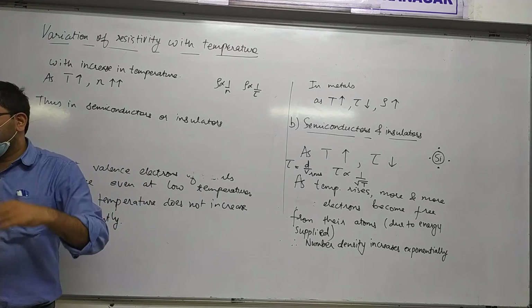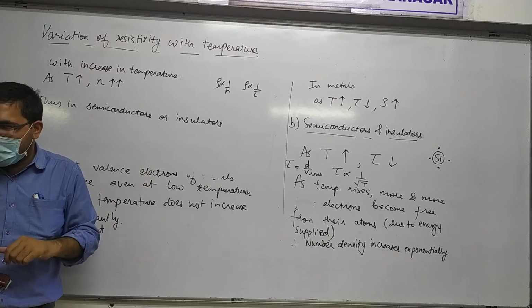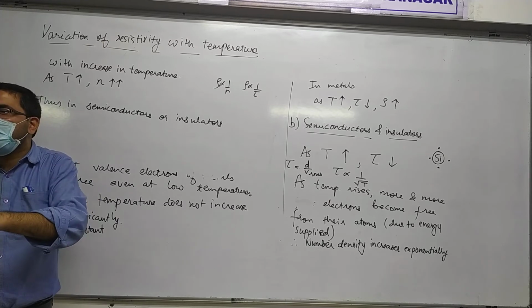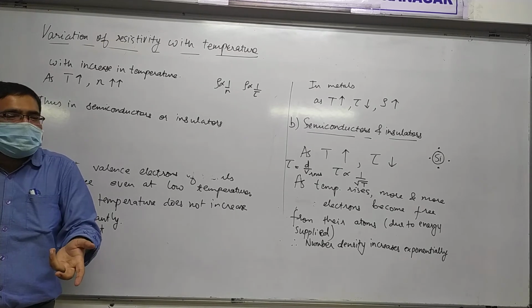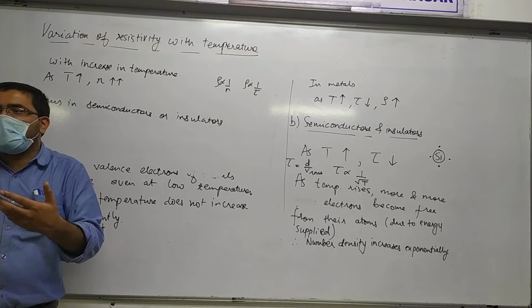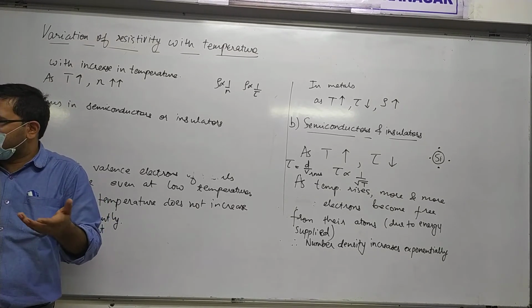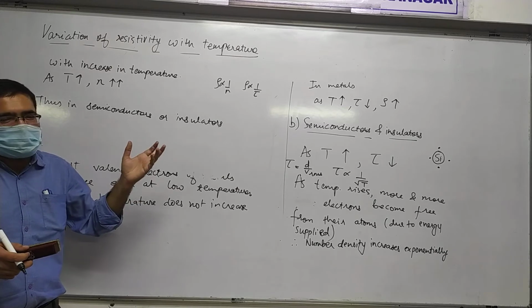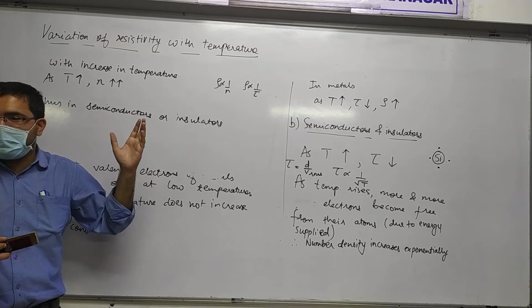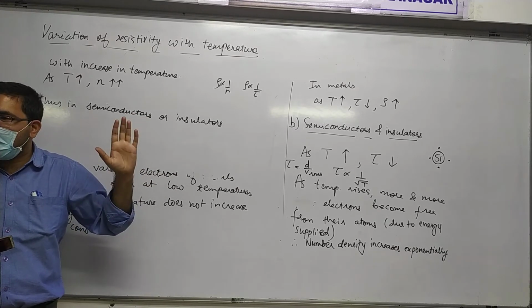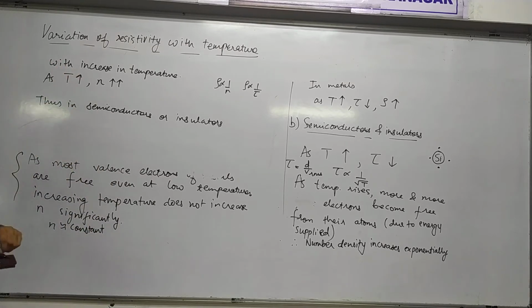If the charge is to move from here to there... Is that clear? So what would happen? Charge carriers are not able to go anywhere. So there is no charge flow. That's why resistivity is very high. Did you understand? So that's what is going on here, right?